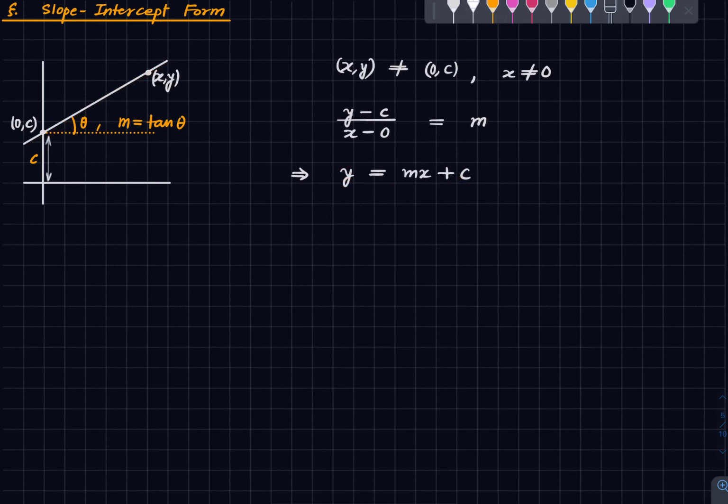And the slope-intercept form says that if c is the intercept and m is the slope, then the equation of the line is y equals mx plus c. Okay.